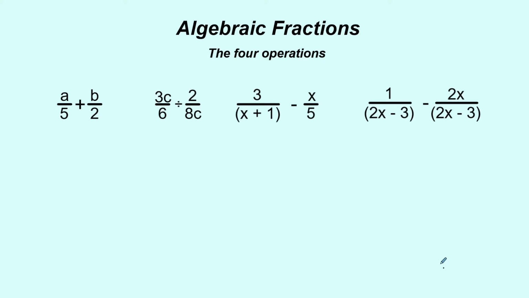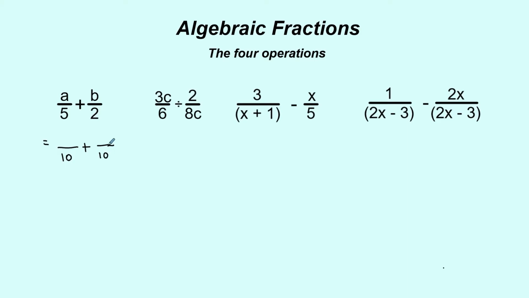The same rules for your 4 operations with normal numerical fractions work and apply here. So for adding or subtracting, we need a common denominator. If we look at this first fraction, the common denominator should be fairly straightforward. You're looking at the 5 and the 2 times table. What's the first number that comes up in the 5 and the 2 times table? 10.